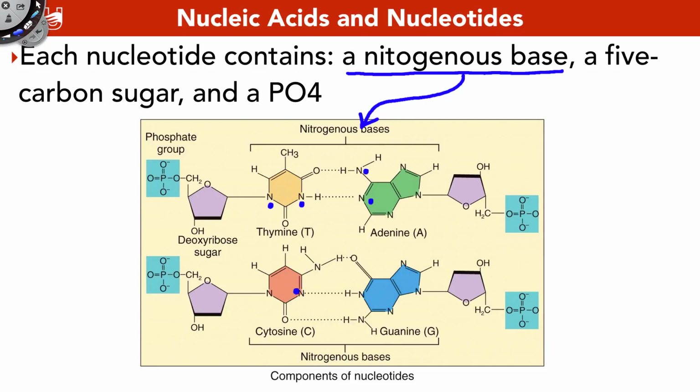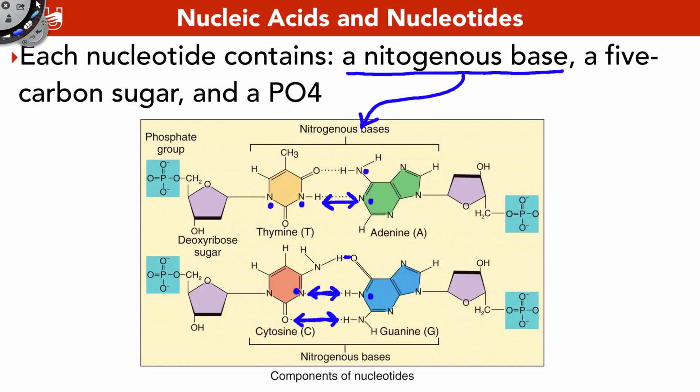Okay, so we got nitrogens. I'm drawing blue dots around the nitrogens. Because of the nitrogens, remember we talked about hydrogen bonding and a very electronegative atom and hydrogen? Same idea here. Our DNA is held together by hydrogen bonds between nitrogenous bases. Okay, so these are hydrogen bonds right here and right here. So our DNA, or the different strands, I should say, are held together by hydrogen bonds.